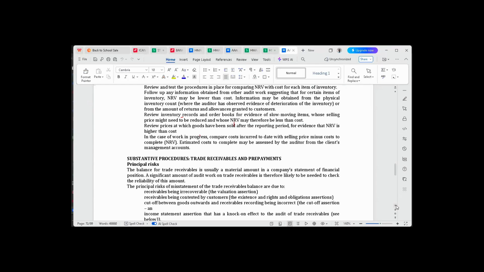Now, receivables are sales that have been made, okay, inventory that has been sold, but the funds from the inventory that has been sold are yet to be collected. That is, when you make a sale, you don't collect the money immediately you sell. If you collect it immediately you sell, we call it what? Cash sales. That's where the sale is completed.